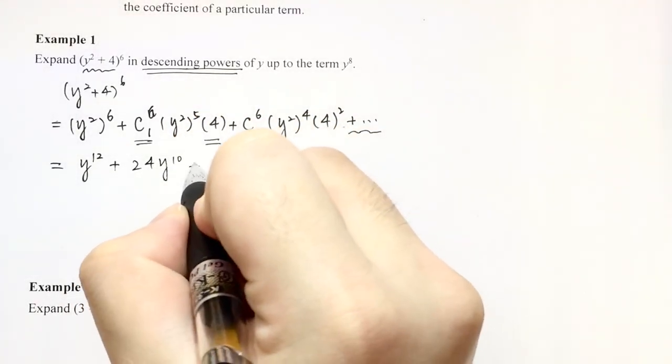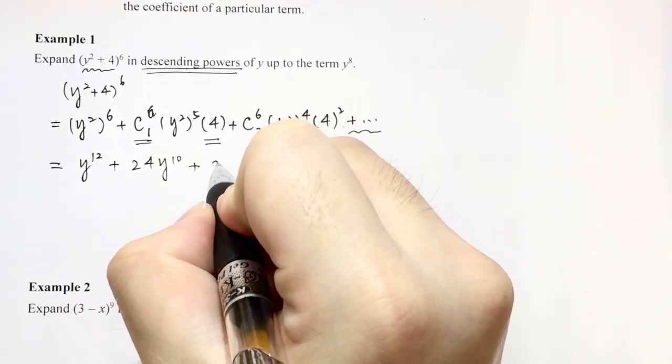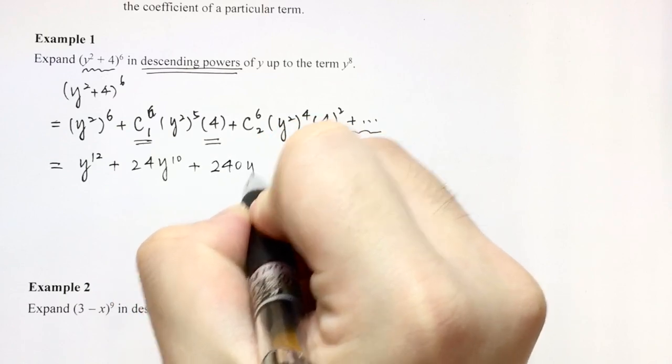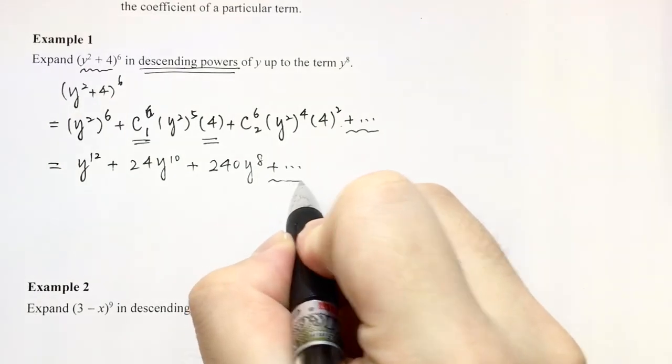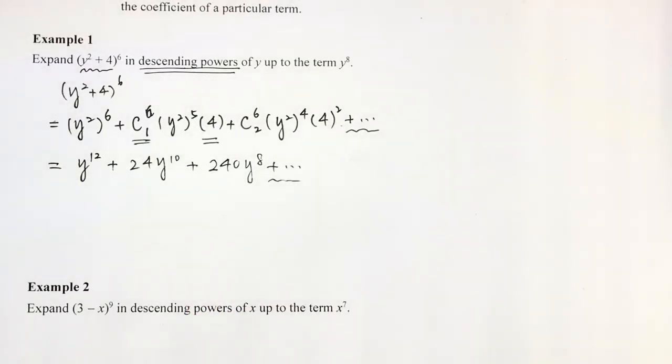And also, we will have 240y to the power of 8. And it's done. Okay, don't forget the plus dot dot dot. Otherwise, it would be regarded as a wrong answer. Okay? Next.